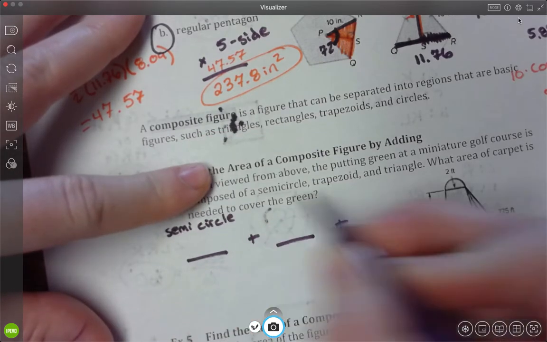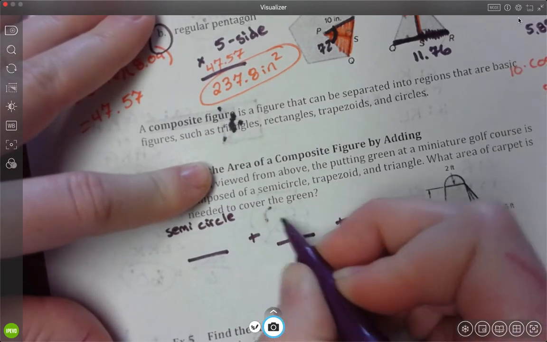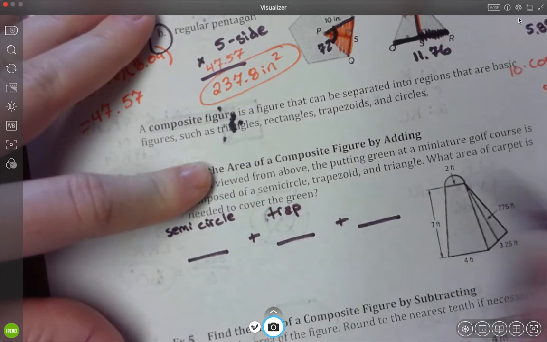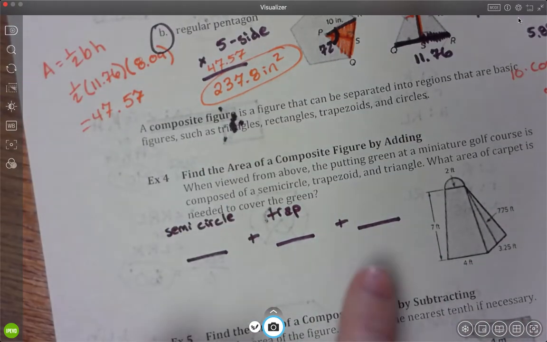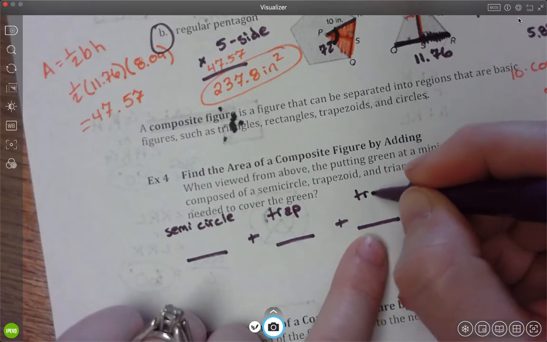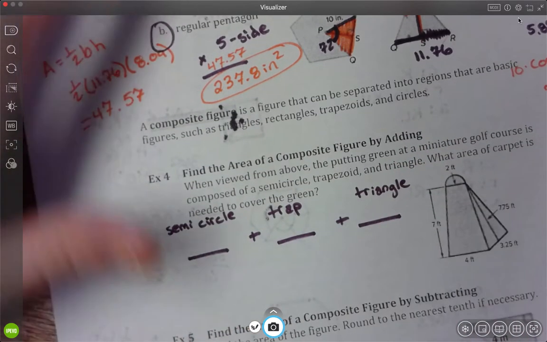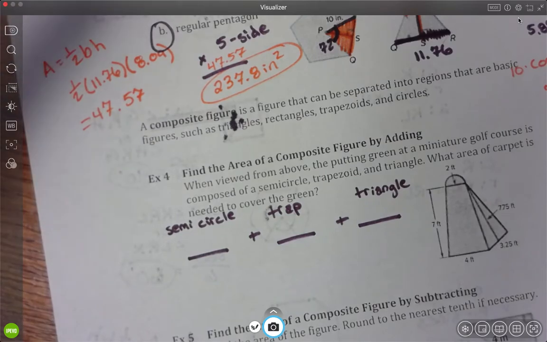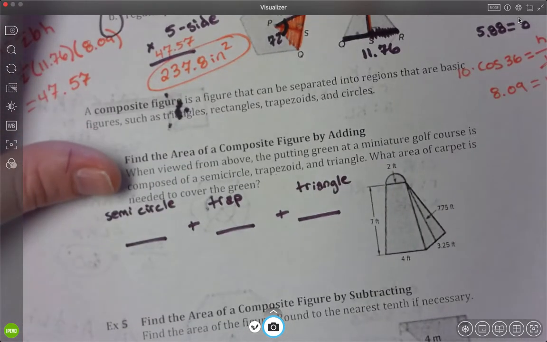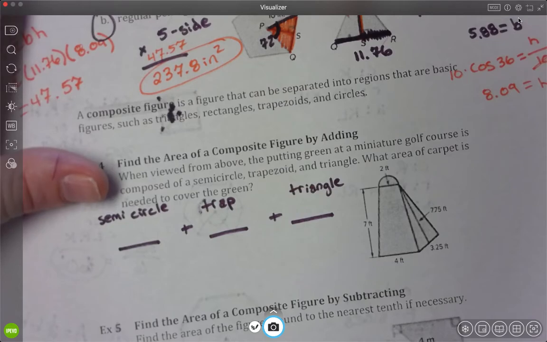Okay, the second shape right here is a trapezoid, and it doesn't matter which one you put in which order, so I could have done the semicircle last. And then the last one is a triangle. Okay, so I'm going to find each one of those individually, which we know how to do. We have the formulas, and I'm going to add those all three together.